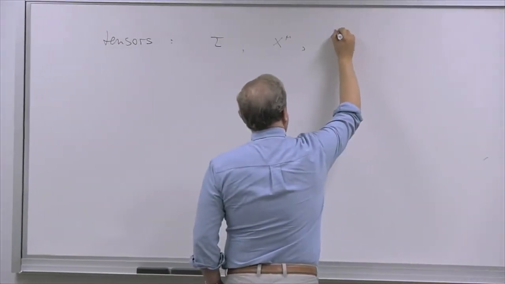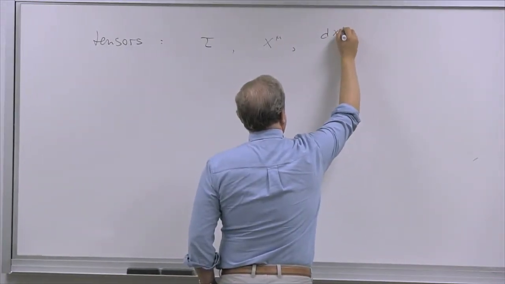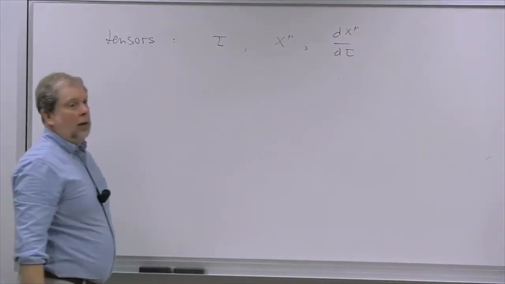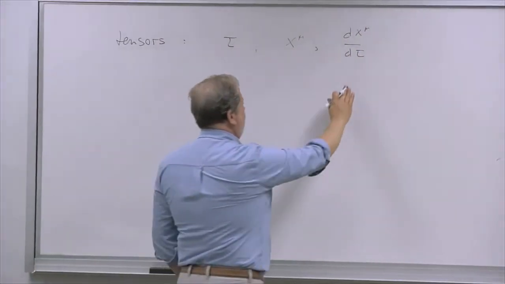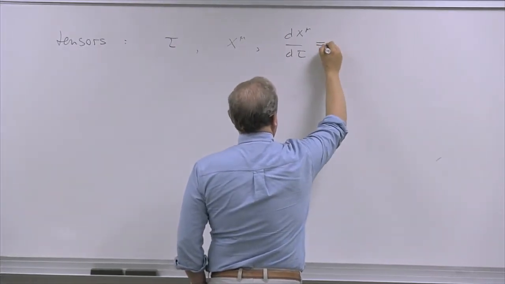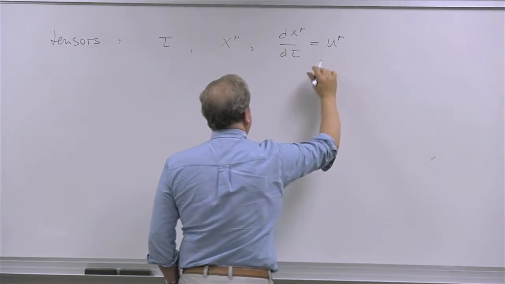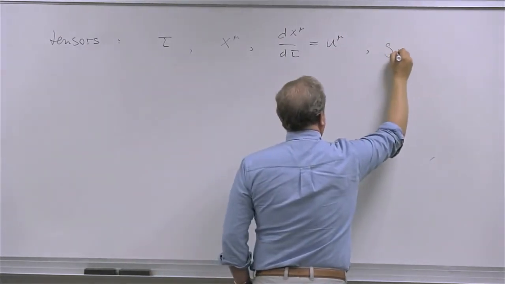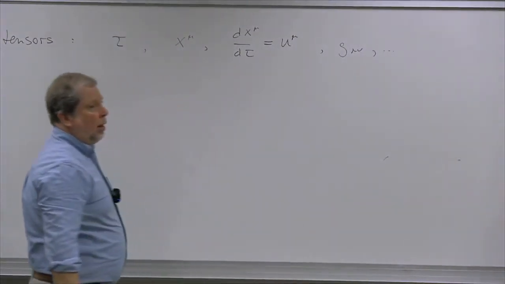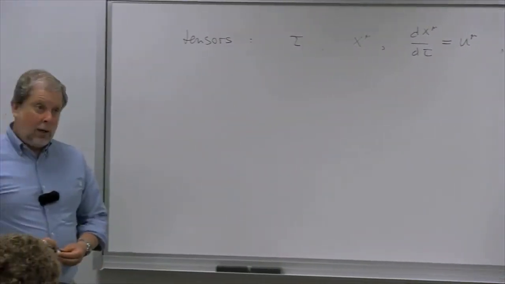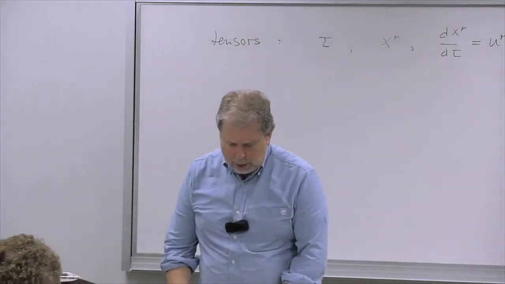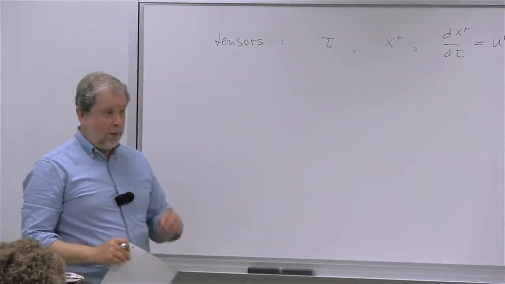Let me mention another case, which is dx mu by d tau. This is also a contravariant vector, and this would be the four velocity, what we refer to as the four velocity. And we learned that the metric is a tensor, and there is a few more. So we have already a rather limited list of things that we can write down, which we know are tensors of one form or another.